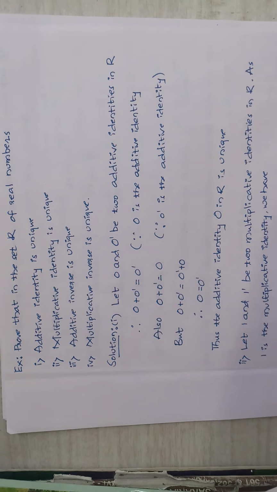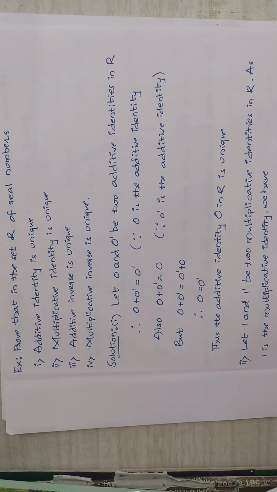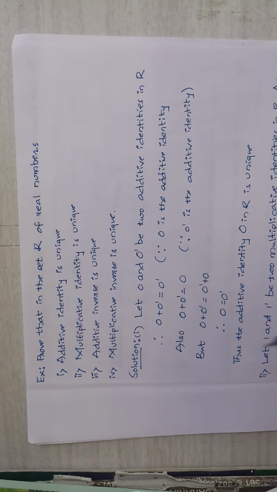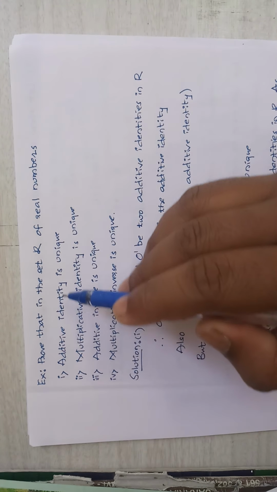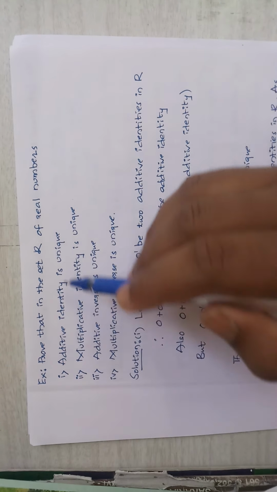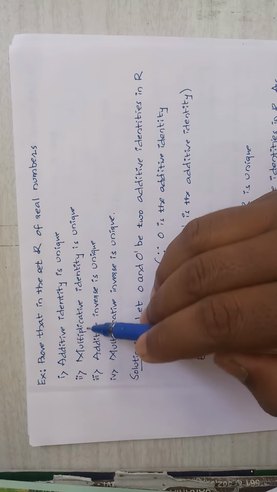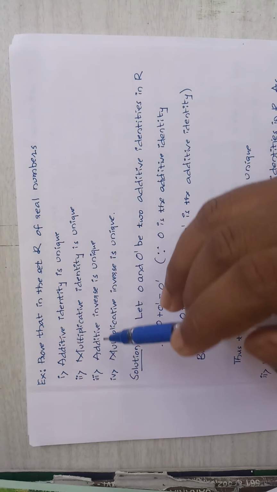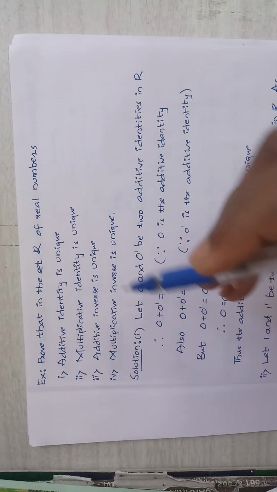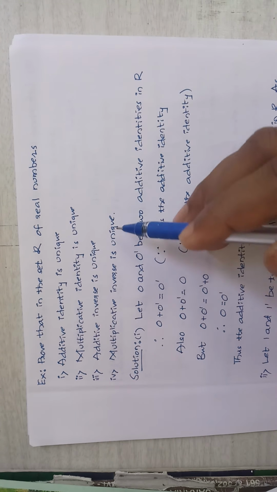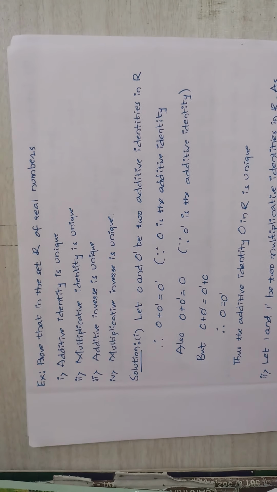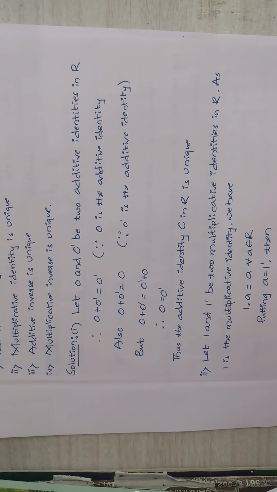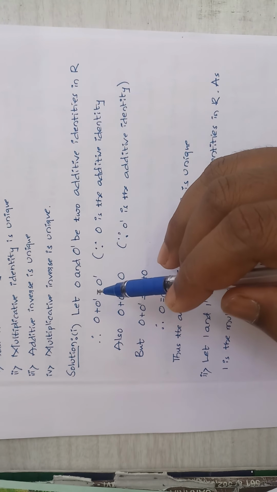So next let me see some examples based on your real number system. Prove that in the set R of real numbers, first, additive identity is unique. Next, multiplicative identity is unique. Next, additive inverse is unique. Next, multiplicative inverse is unique. Now I will give a solution for all four conditions. First let me see additive identity is unique.